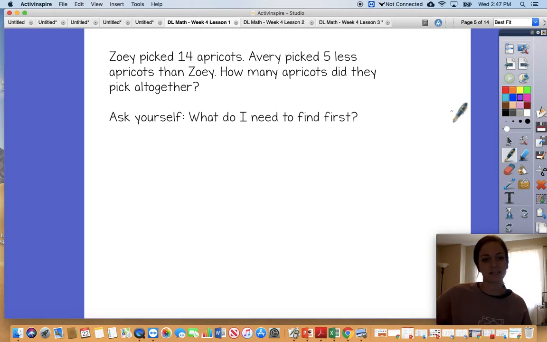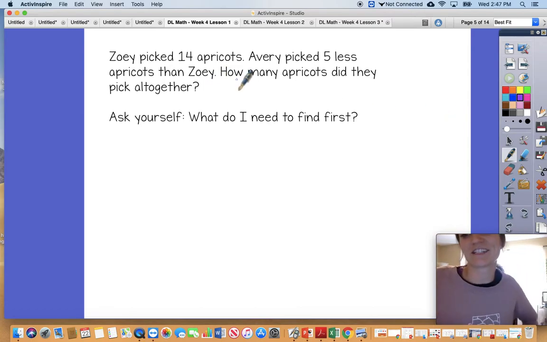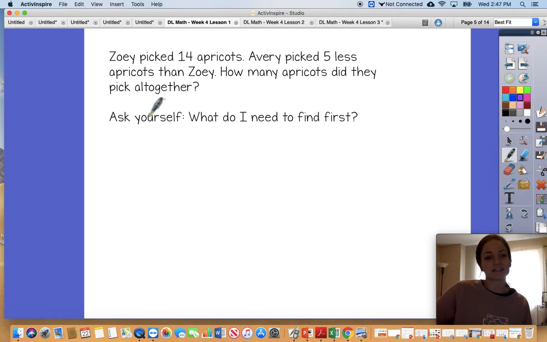Zoe picked 14 apricots. Avery picked 5 less apricots than Zoe, but here's the tricky part. You got to pay attention to what it's asking. How many apricots did they pick all together? Okay, so ask yourself, what do I need to figure out first? If Zoe picked 14 and Avery picked 5 less apricots than Zoe, we need to figure out how many Avery did, right? Before we can figure out how many they did all together, okay? It didn't say that Avery just picked 5 apricots. She picked 5 less apricots than Zoe.